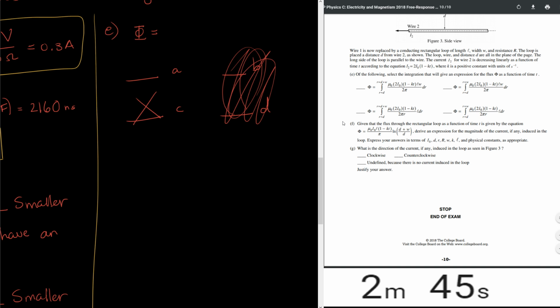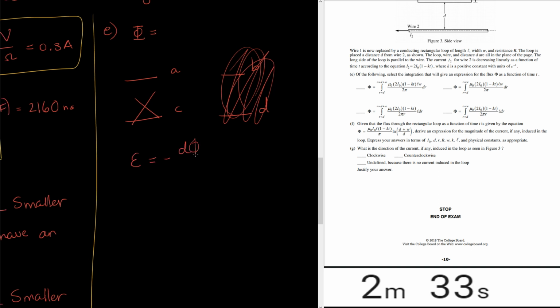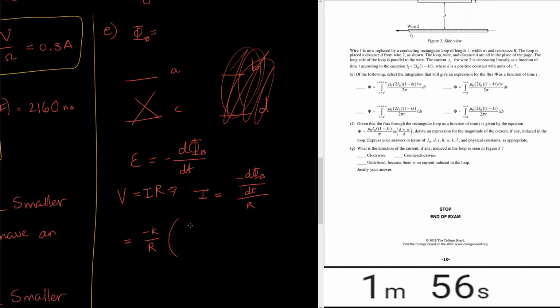Derive an expression for the magnitude of the current, if any, induced in the loop. Alright, so magnetic flux is going to be this. The induced EMF is going to be negative the change in that flux over time, and V equals IR implies that the induced current is going to be this negative derivative over R. So this is going to be negative 1 over R times the derivative of this with respect to time. Let's take out this factor of K. So we've got negative K, and then that t goes away, and we're going to have mu naught I naught L over pi times ln of (D plus W) over D. This is our expression.